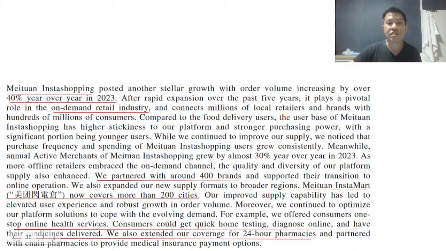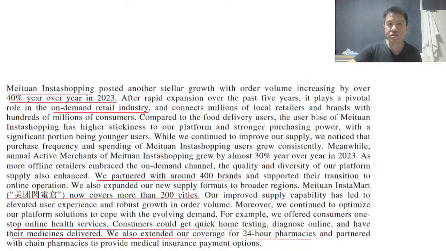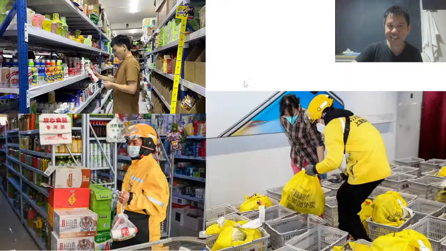For example, you have a home test kit to see whether you are infected with COVID or not. Then you can diagnose it online through a tele-doctor. Then you have the medicine delivered to you, and it's 24 hours. That's very good. But the doctor is a digital one, not a human doctor. For their own Instamart, which is called Shan Dian Hu, sorry, Shan Dian means lightning, lightning shop.